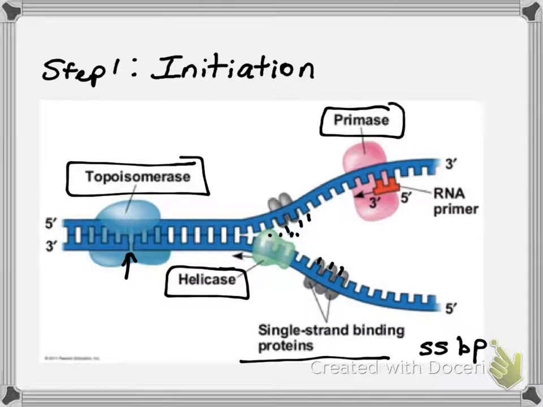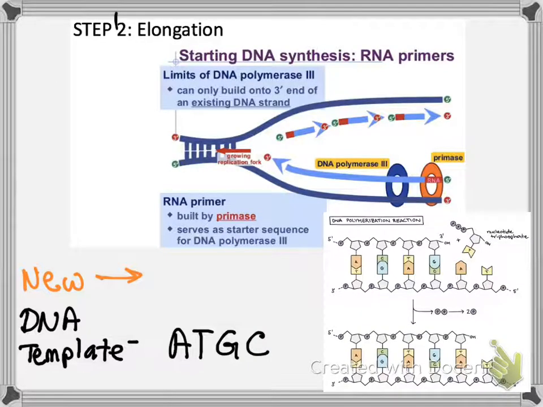Then there is primase. That's an enzyme that comes in and lays down specifically RNA nucleotide bases, and they lay down what we call the RNA primer. And it's the primer that signals the DNA polymerase 3 to come and bind to that template strand to start adding new nucleotides. So that's where we have elongation. That's going to be step 2.